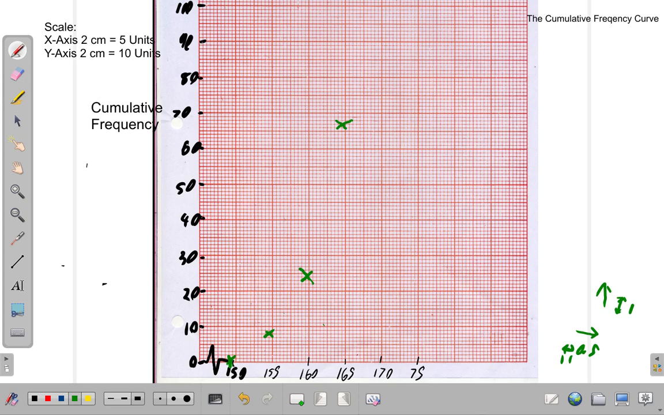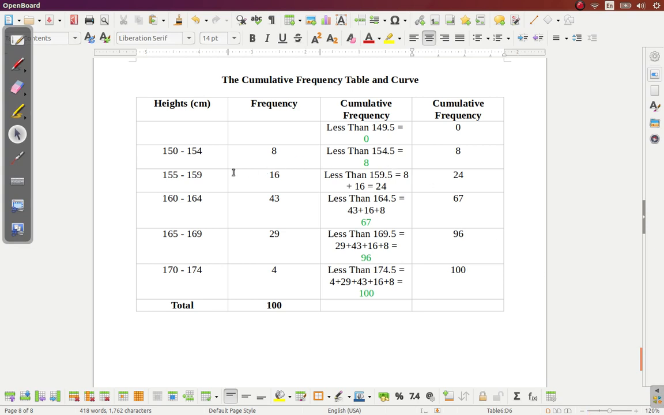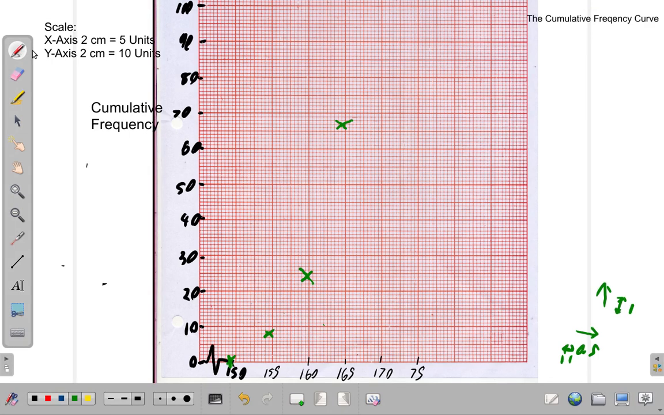96. Right? Just to make sure. 169.5, 96. 169.5 would be just to the left of the 170, and then 90 is 90, 91, 92, 93, 94, 95. Yeah, 95, 96 would be right here.